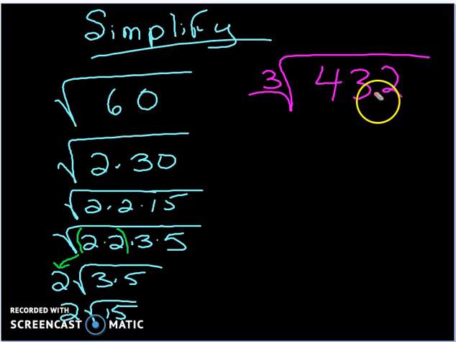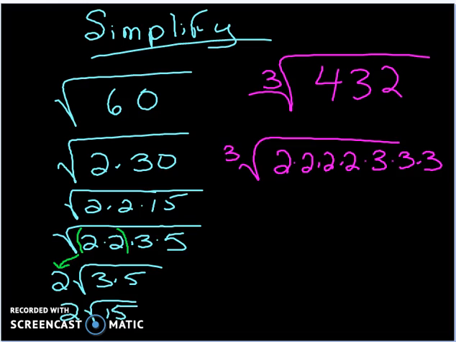Let's do the same thing with the cube root of 432. So I'm going to do this a little quicker. I'm going to prime factor out 432, and I'm going to get the cube root of 2 times 2 times 2 times 3 times 3 times 3. With these two groups, what I'm going to look for is not pairs this time, but because the index of my radical is 3, I'm looking for triplets. And we can clearly see that we do have one triplet here of 2 times 2 times 2.